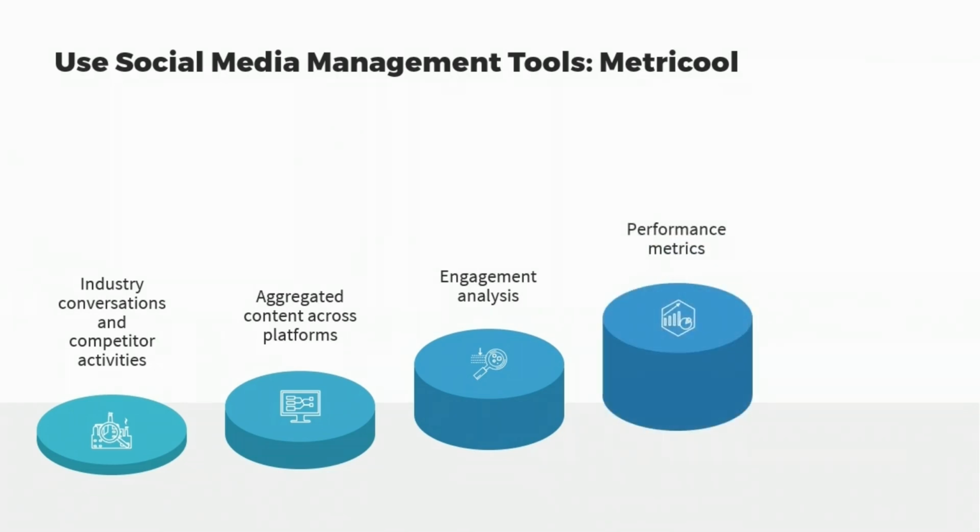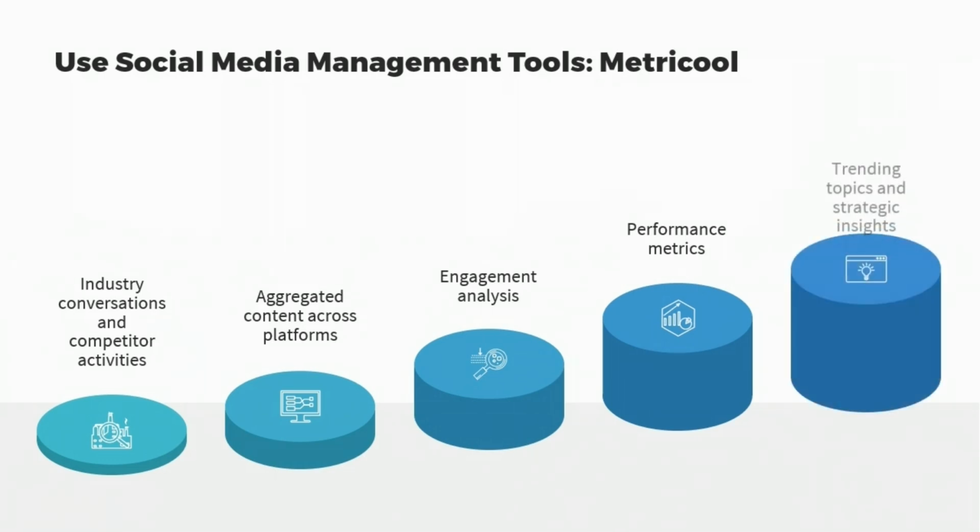Metricool also measures key performance indicators, or KPIs, like reach, impressions, and engagement rate to assess the impact and effectiveness of AI automation related social media activity. And identifying trending topics and strategic insights related to AI automation through social media monitoring and analysis can help with informed decision making and content planning.